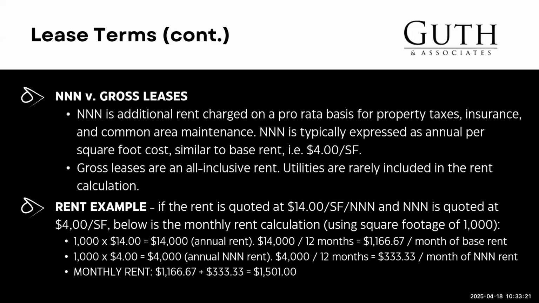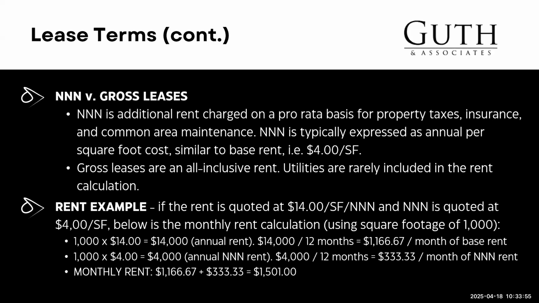And again, another example, $14 a square foot, triple net, and triple net is quoted at $4 a square foot. So your base rent is 1,000 times 14 divided by 12, which would be $1,166 a month in base rent. Your $4 a square foot for additional triple net would be another $333 a month. So your total monthly rent for that particular year is $1,501.